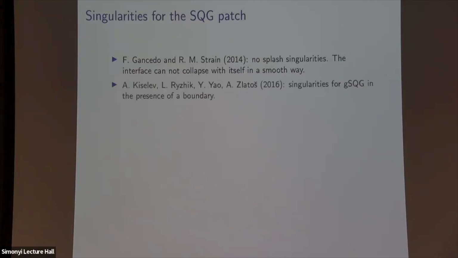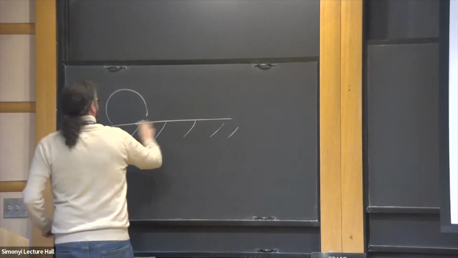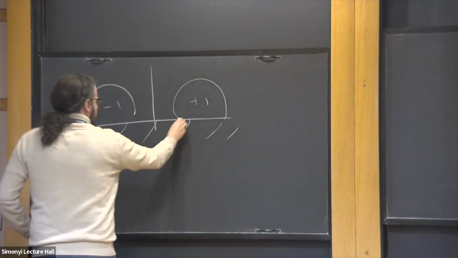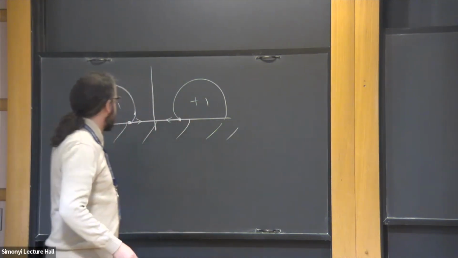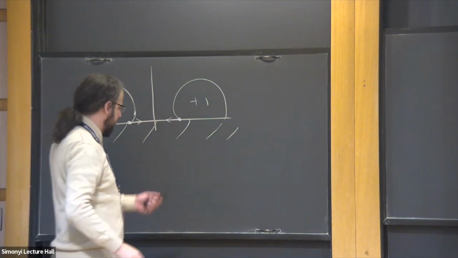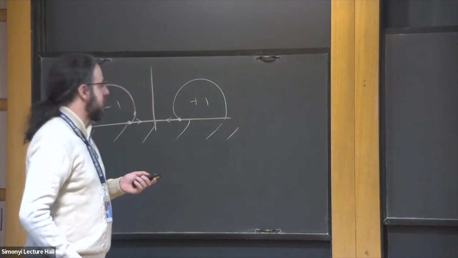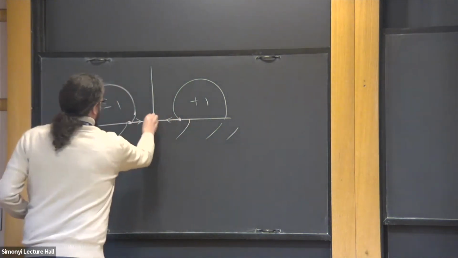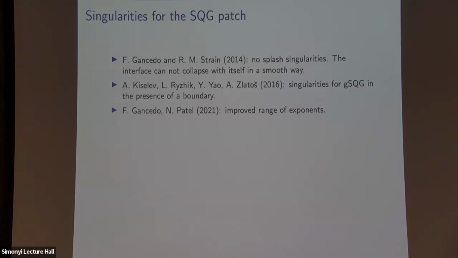That cannot happen. There is a very nice example by Kiselev, Ryzhik, Yao, and Zlatoš in the case where you have a boundary, and you take two patches that touch the boundary, and then you see where these points go. Because of the symmetry, they will stay symmetric, and you can prove that this point can reach the origin in finite time. So unless something bad happens before that, there is going to be a finite time singularity, or like this point and this point are going to collapse here in finite time. And then there is another paper by Gancedo and Patel where they improve the range of exponents, using the previous improvement on the local existence theory.